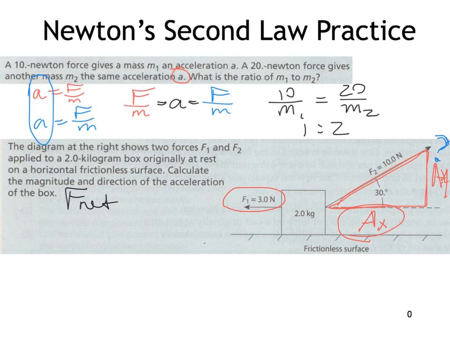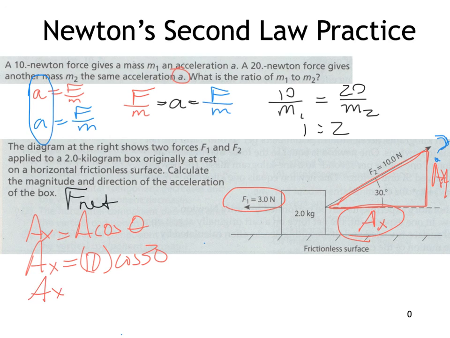All right, so let's solve for AX. The easiest way to do that is to say that AX is A cosine theta. I'll give you a second now to calculate that, but it's going to be the hypotenuse, which is 10 newtons, multiplied by the cosine of 30. So I just solved it, and I found that AX is going to give you a value of 8.66 newtons, and that is to the right.